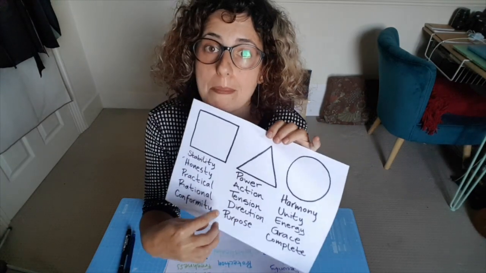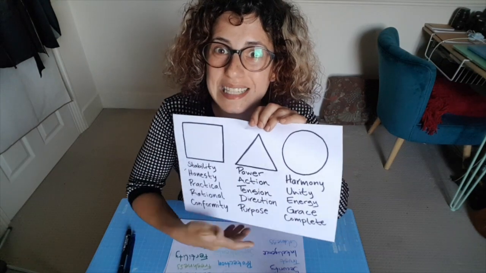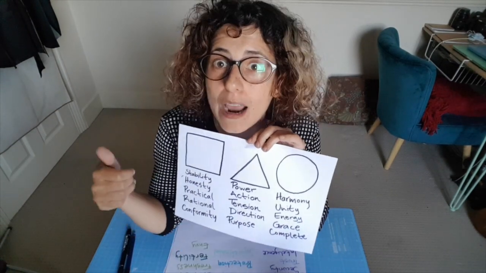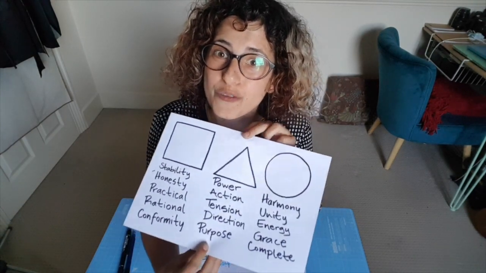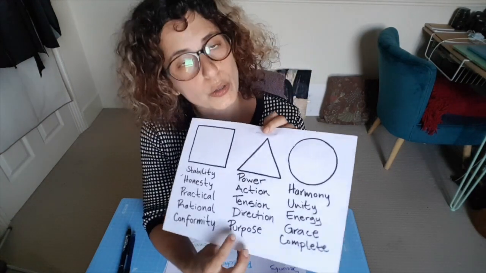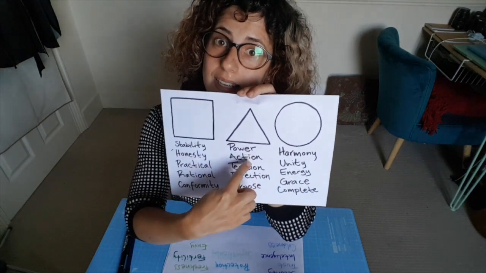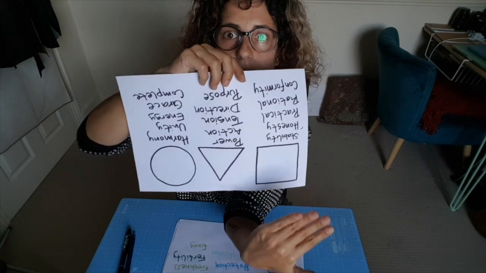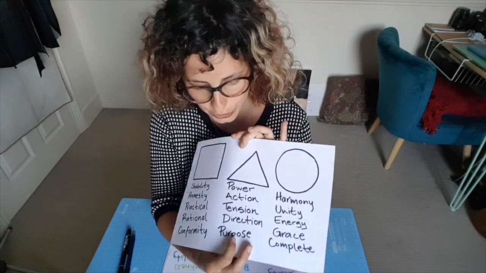Then we have triangles. Now, triangles can mean power. And of course, it's a very dynamic shape. So it means action. If you think of arrows pointing to places and things, there's a lot of movement associated with a triangle. There's also tension, because if you put it this way, it might be stable. But if you look at a triangle this way, it could tilt either way. It's not a very stable shape.